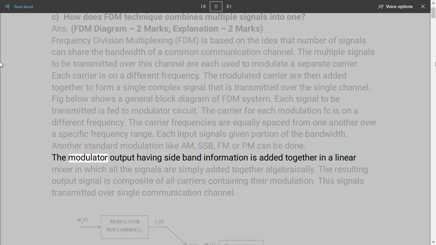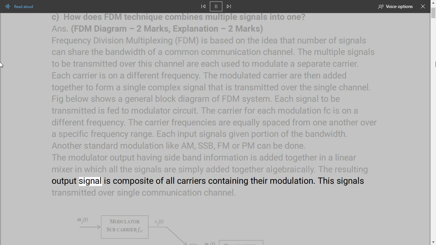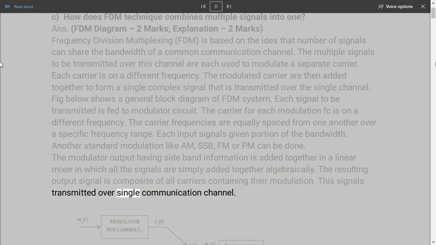The modulator outputs having sideband information are added together in a linear mixer, in which all the signals are simply added together algebraically. The resulting output signal is a composite of all carriers containing their modulation. This signal is transmitted over a single communication channel.